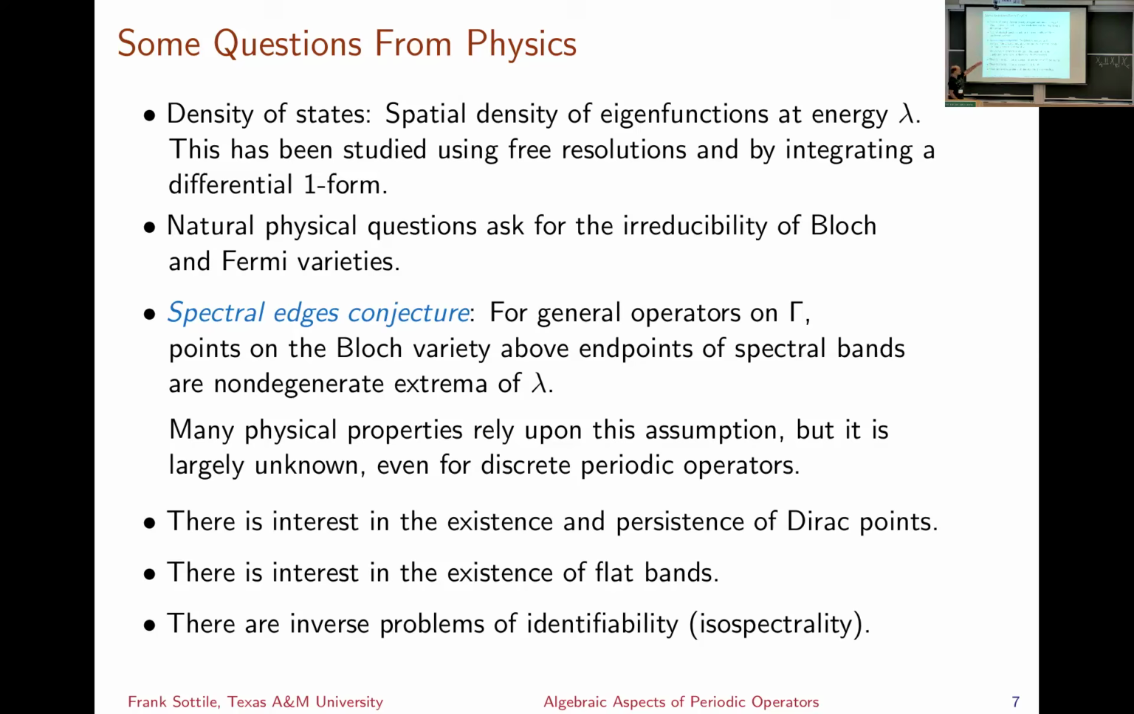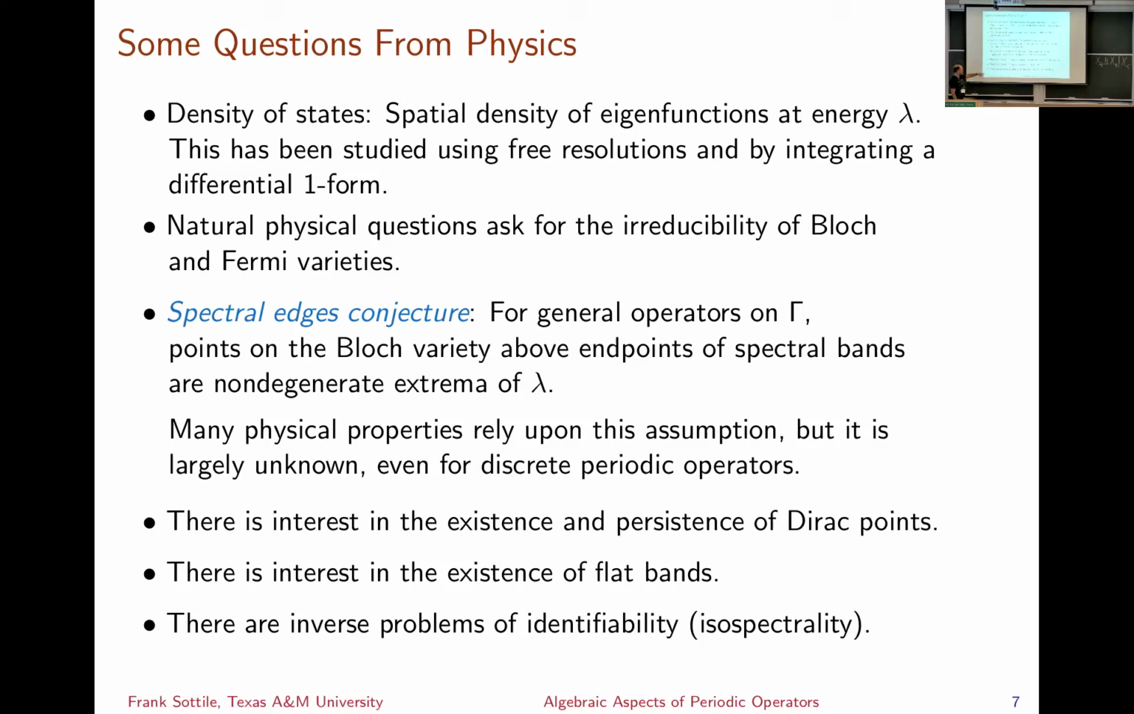Now, there's interest in the existence and persistence of Dirac points, like the fact that for the hexagonal lattice, if a condition holds, then you'll always have Dirac points, so there's some sort of obstruction that keeps you from missing them. There's interest in the existence of flat bands, where your Bloch variety is literally flat somewhere. It's where the polynomial over R factors with a linear factor.